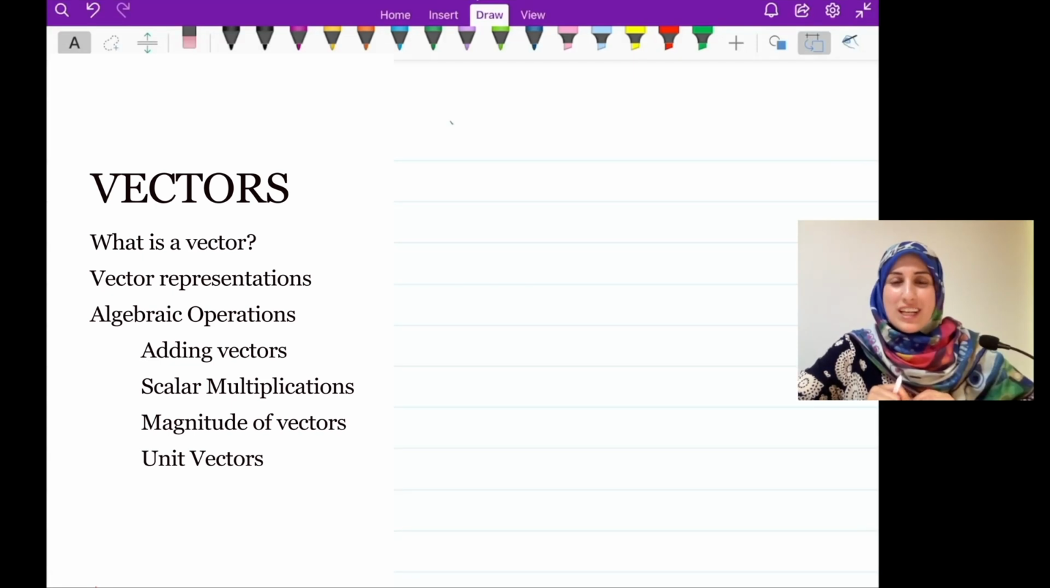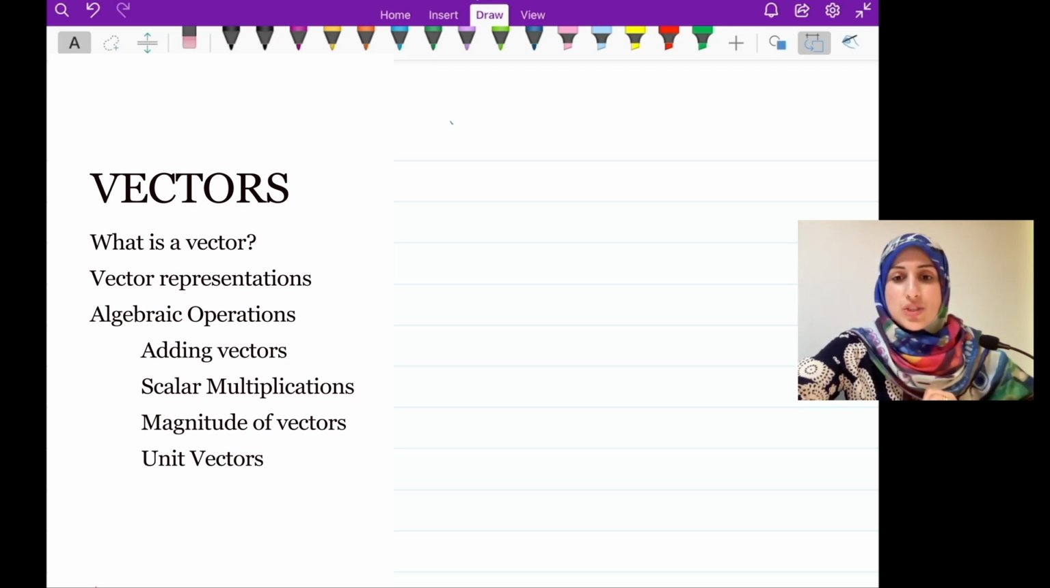This is part of the lecture for multivariable calculus, and we are going to talk about vectors. What is a vector and how to represent a vector? And we are going to talk about simple algebraic operations on vectors, like adding two vectors, scalar multiplications of vectors, magnitude of vectors, and unit vectors. So let me start.